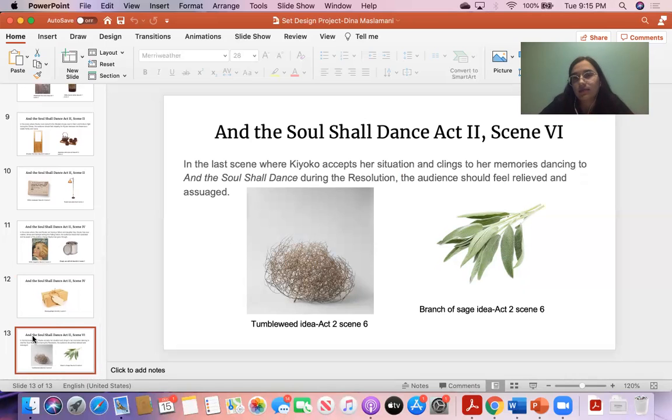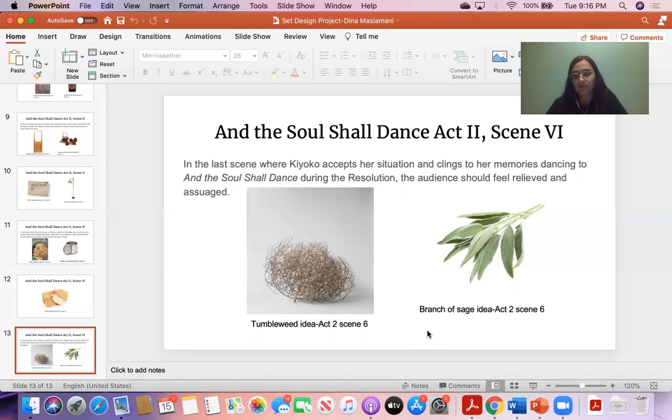And the last scene is Act 2, Scene 5. It's a scene where Kyoko accepts her situation and clings to her memories, dancing to the social dance during the resolution. And I want the audience to feel relieved and assuaged. So it is a spring evening, and a shrub, most likely a tumbleweed like this one, appears, and then Emiko appears wearing a kimono tied loosely to her waist and carries a branch of sage. This is the branch of sage that I want to present.